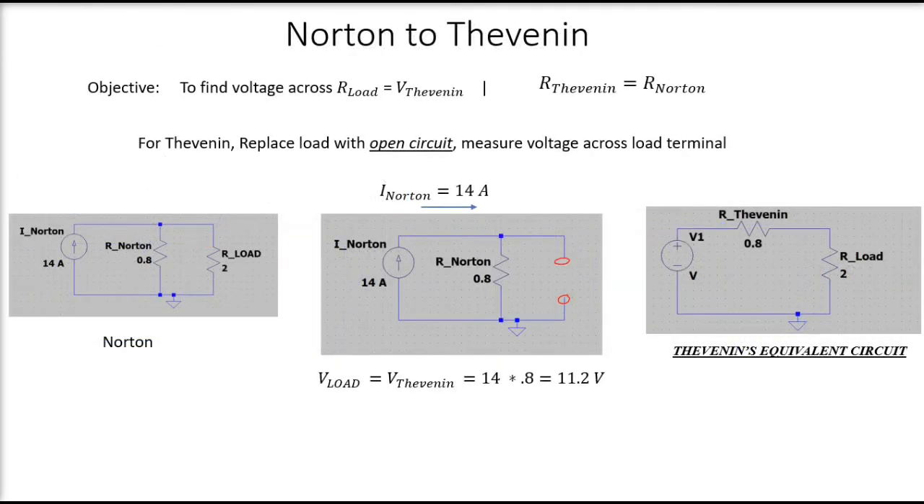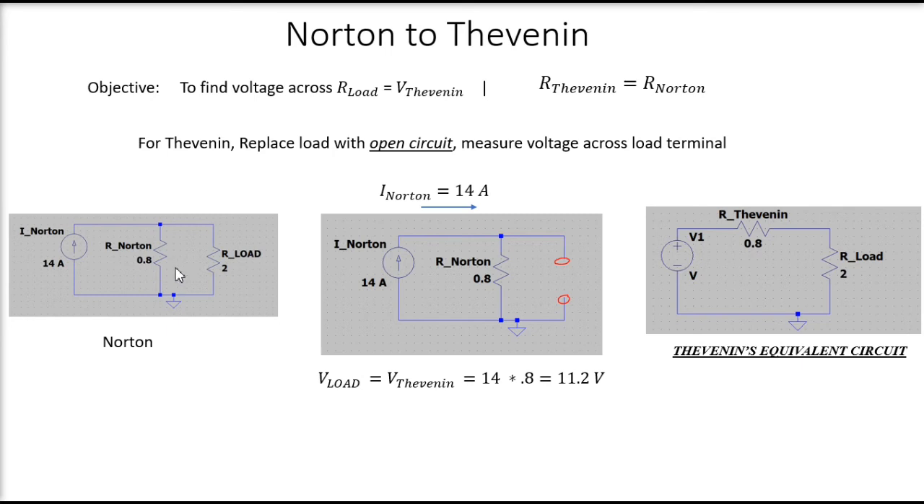To convert a Norton's equivalent circuit to a Thevenin's equivalent circuit, we have to know what our objective is here. Our objective is to find the voltage across the load, which is our V Thevenin, right? I have mentioned before that my R Thevenin and R Norton have the same process of calculation. That means both of them are equal, right? And for Thevenin, I have mentioned before that we have to replace the load with an open circuit and measure the voltage across the load terminal, right? Because we want to convert a Norton's equivalent circuit to a Thevenin's equivalent circuit.